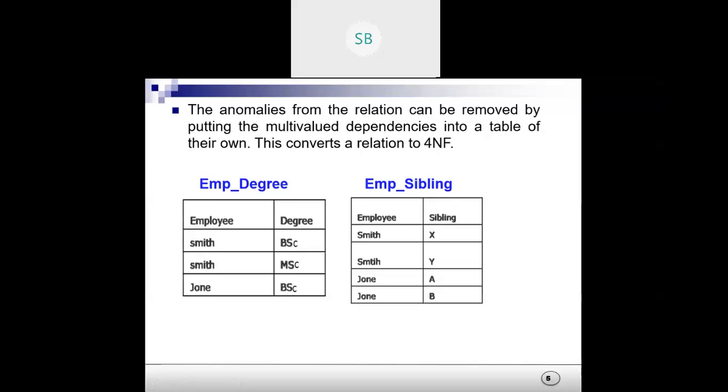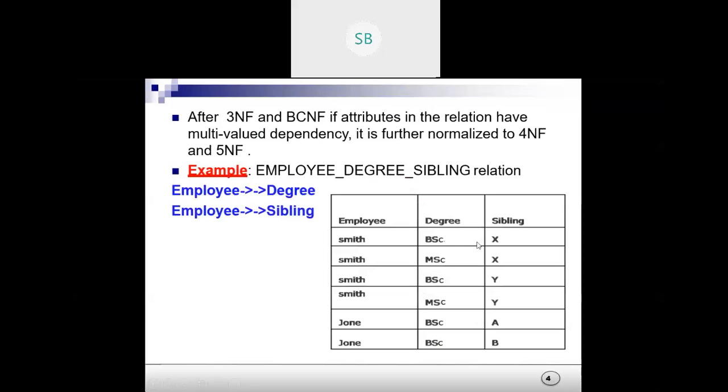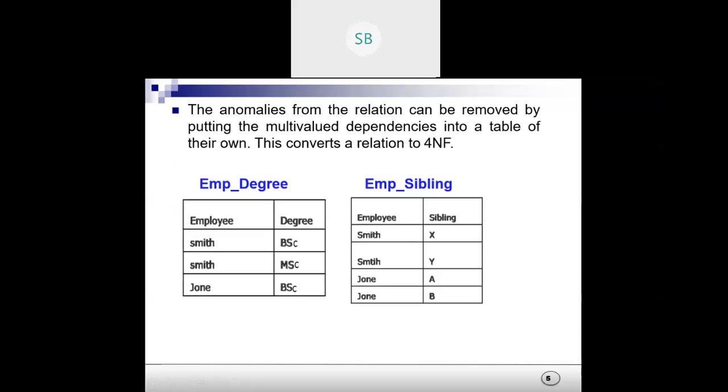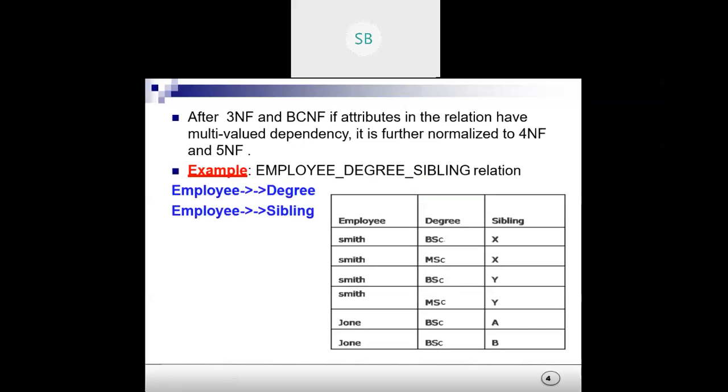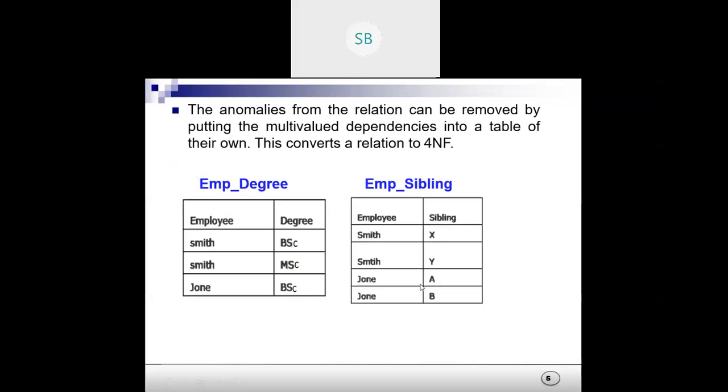So instead of writing the degree everywhere, we can have 2 separate tables. This is how you convert into a normal form. You are breaking down, you are simplifying it. In normalization, we break down the table. This was your entire table, employee degree sibling, and you are breaking it into employee degree and employee sibling. Is it okay?